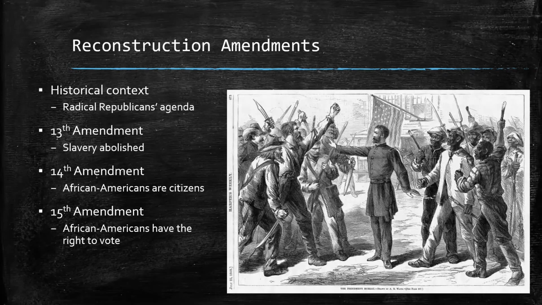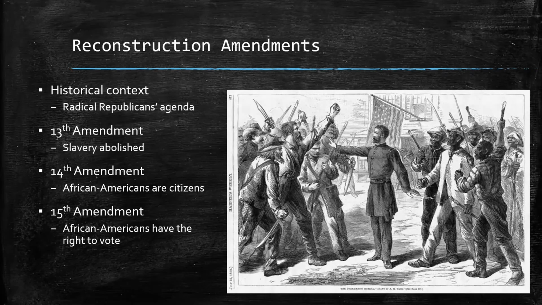It was during the Reconstruction era, and it was to force former Confederate states to extend equal rights to former slaves in exchange for their readmission to the Union. So you have three, right? It's the 13th Amendment, which abolished slavery, the 14th Amendment, which recognized something that should have always been true, that African Americans are citizens of the United States.